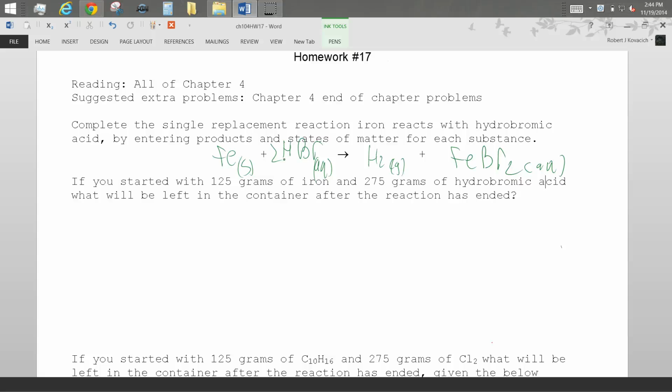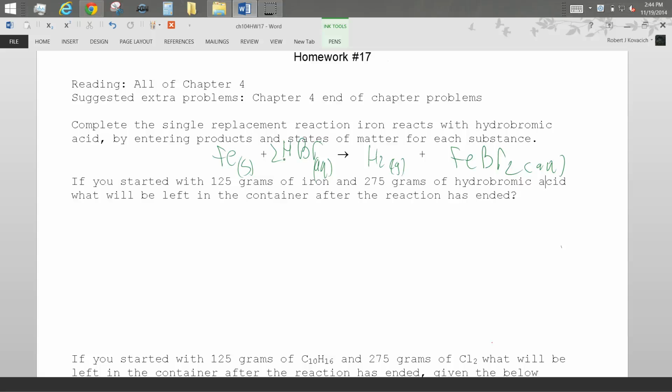One's gonna run out first, and all the rest of them you're gonna have left over. What you would like is to have maybe as few of the extras left over as possible. But if you're just grabbing some of this and grabbing some of this and reacting them together, one's going to run out first, and it doesn't really matter.